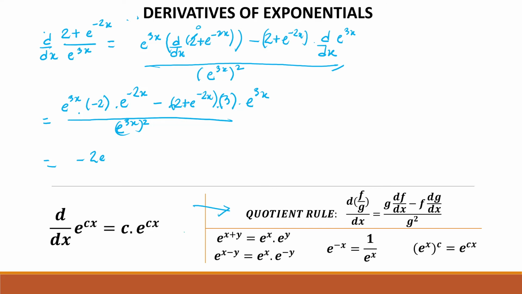Now if we go to the basic properties of exponentials, we can actually write e to the power 3x times e to the power minus 2x as e to the power 3x minus 2x.